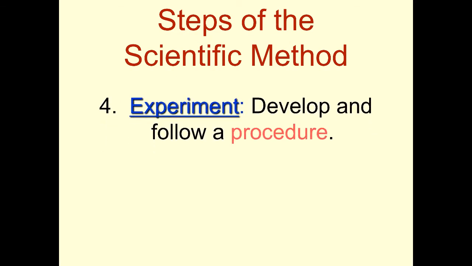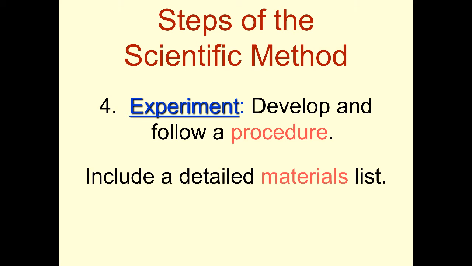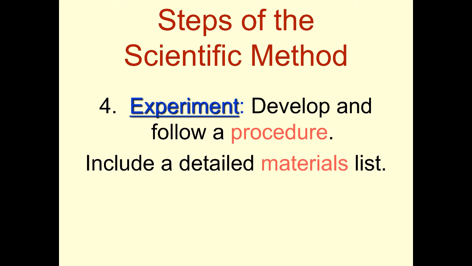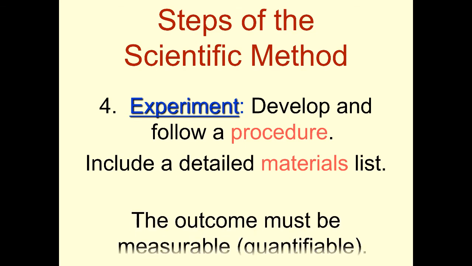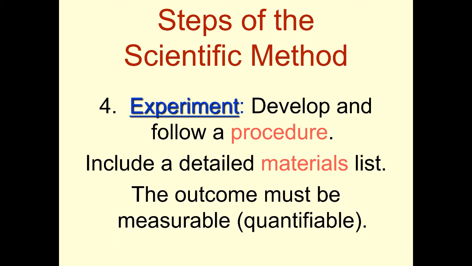The next step is to do an experiment. Doing an experiment means to develop and follow a procedure to answer the question and to look at the hypothesis that you've generated. You have to have a detailed list of materials that you're going to use, and you must be able to measure the outcomes. The outcomes must be quantifiable.